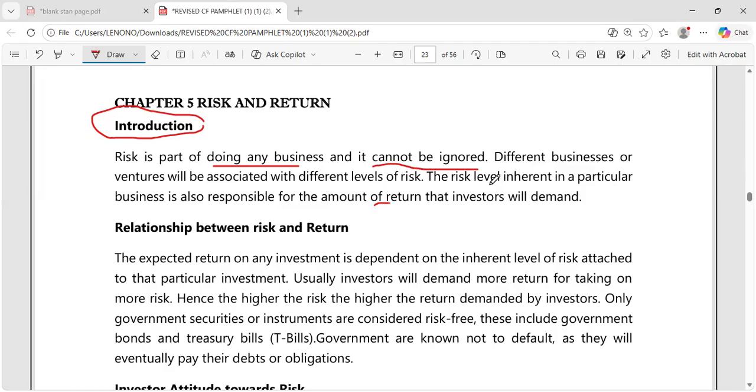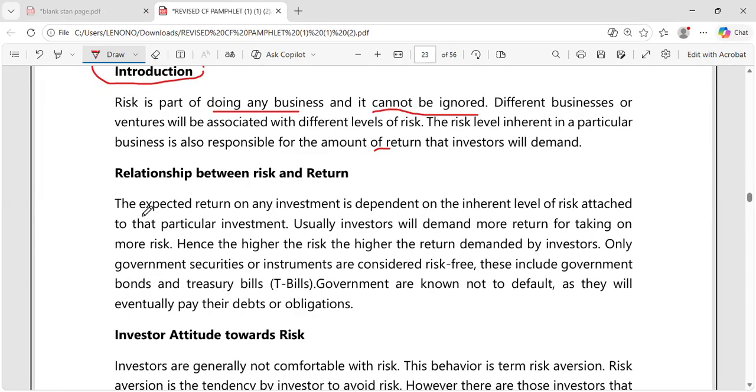So we are now talking about the relationship between risk and return. The expected return on any investment is dependent on the inherent level of risk attached to the particular investment. Usually investors will demand more return for taking on more risk. Hence, the higher the risk, the higher the return demanded by investors.